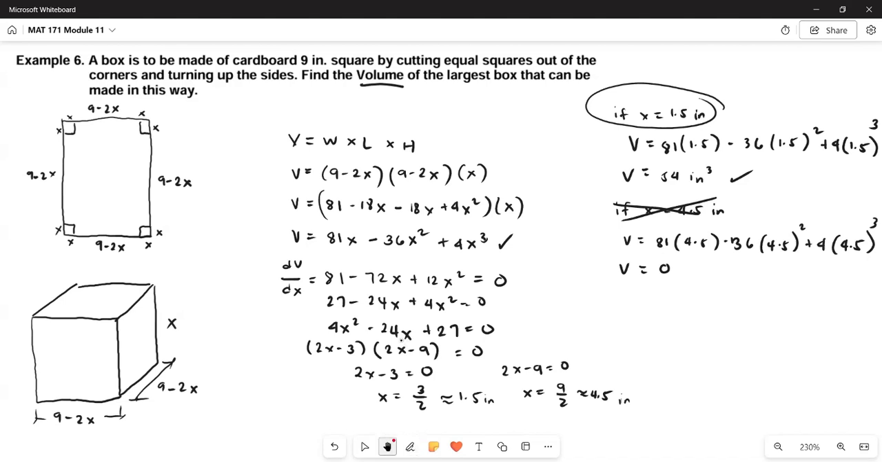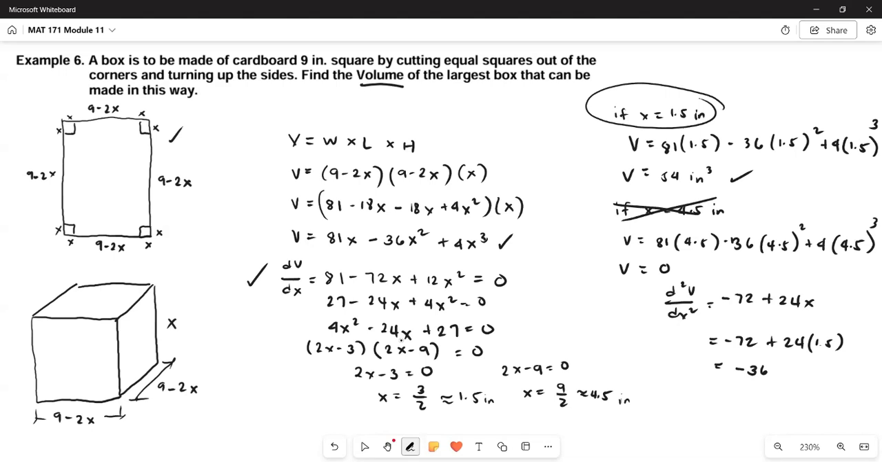Ngayon i-verify lang natin if this box is really the maximum or the largest box na pwede nating makuha na volume, pag ginawa natin itong pagkat sa ating cardboard. So paano natin gagawin yun? Mag-second derivative test tayo. So gamitin natin yung first derivative natin. Ito. So ang second derivative natin ay negative 72 plus 24x. So gamitin natin yung value ng x na 1.5. So negative 72 plus 24 times 1.5. Ang magiging value natin is negative 36.